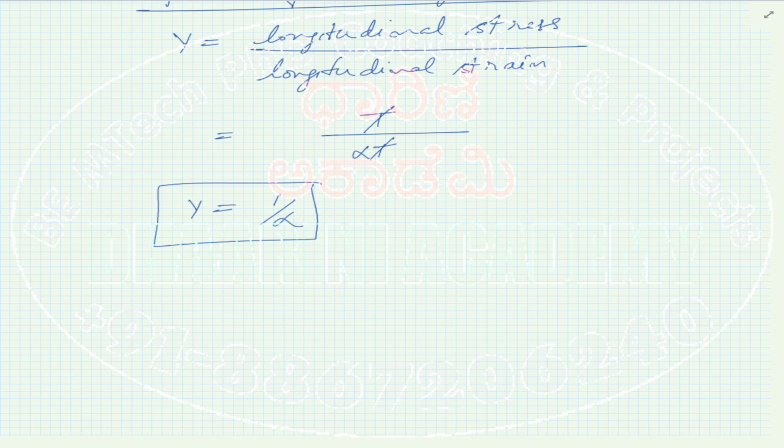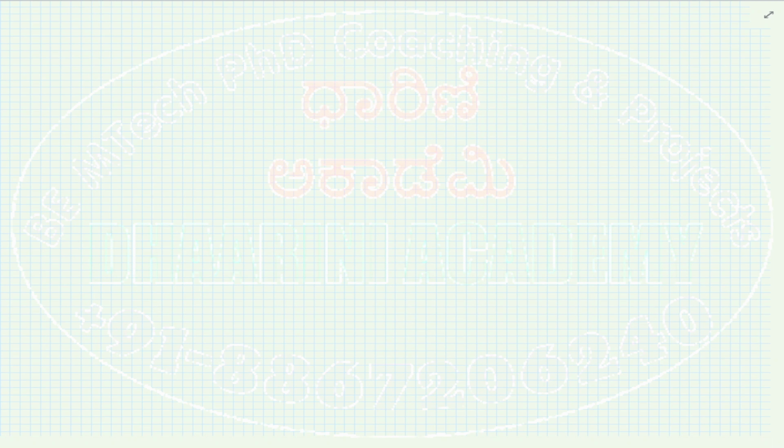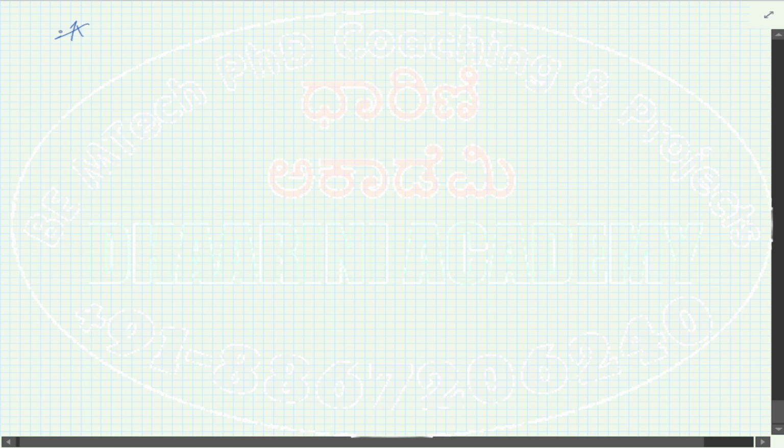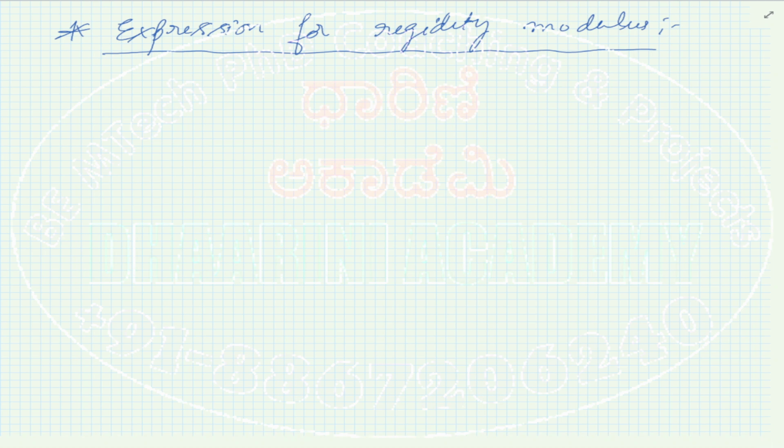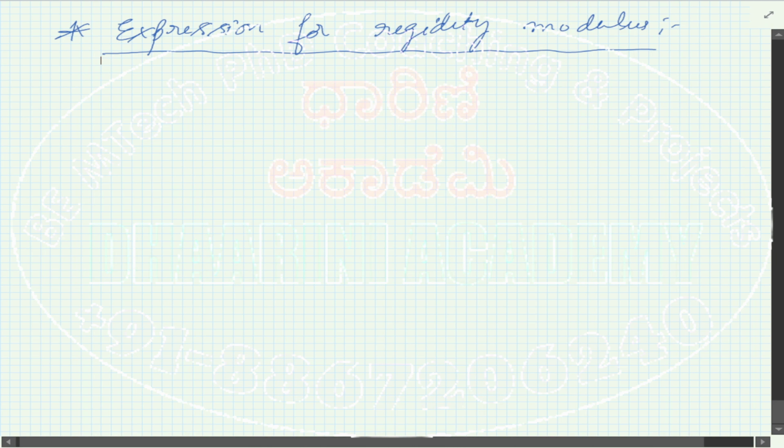All right, so let's move further. We want to calculate the third term and its expression. So this is the next concept, that is we want to derive the expression for the rigidity modulus. We want to calculate this. For that reason, let us draw a diagram. That is like this.